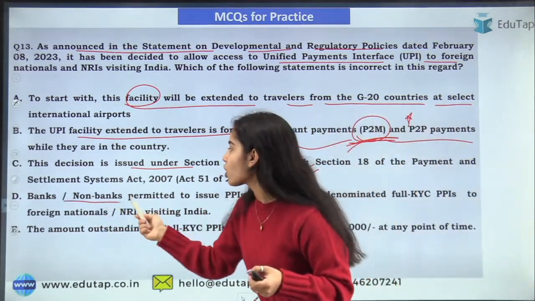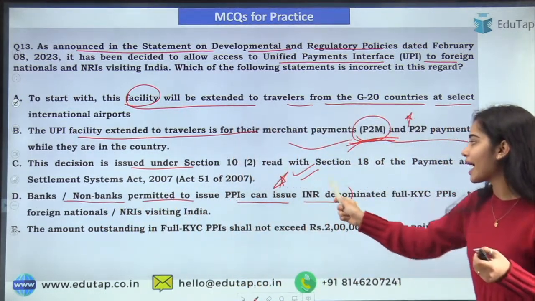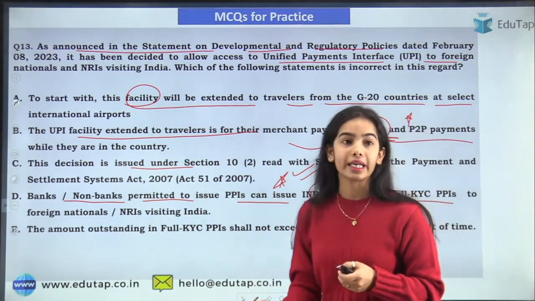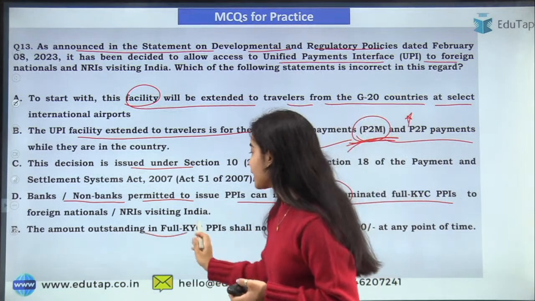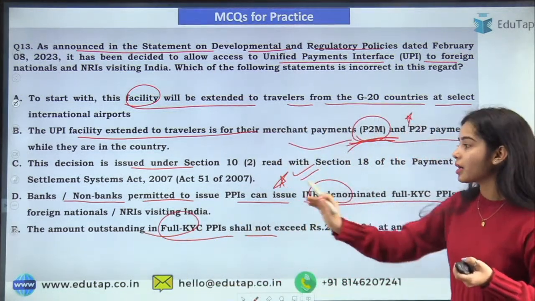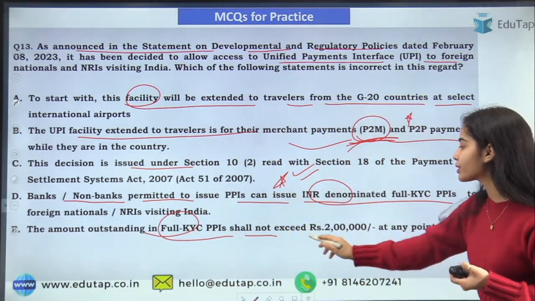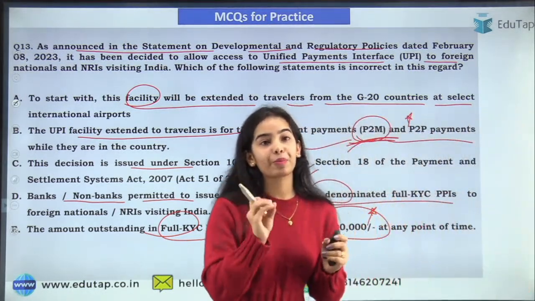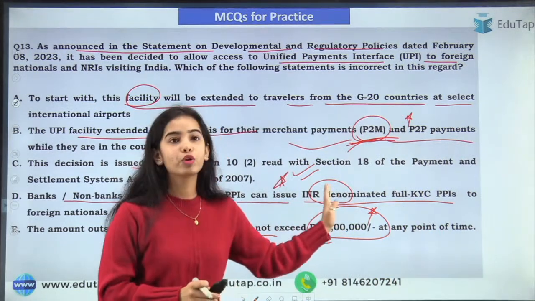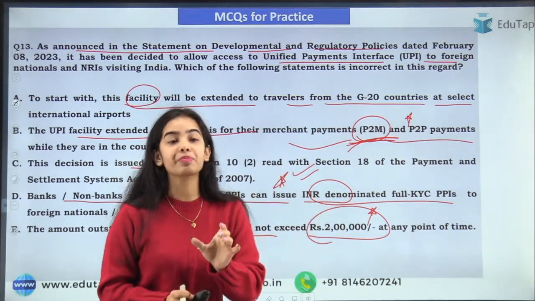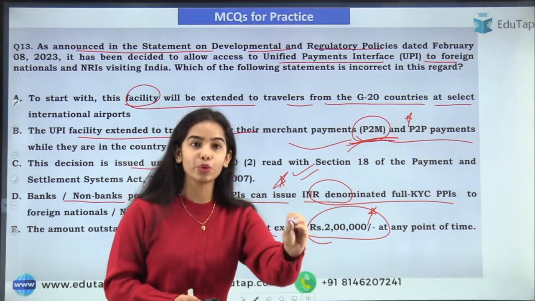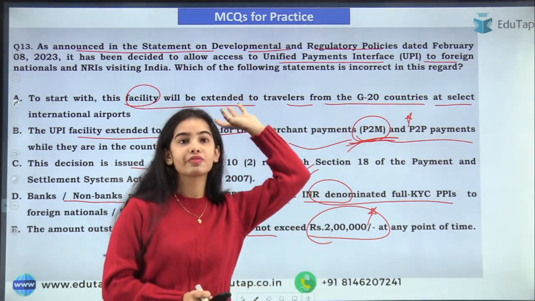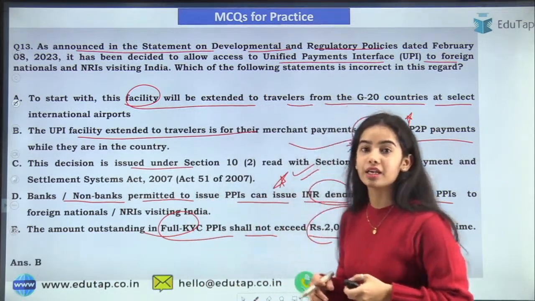So banks and non-banks permitted to issue PPIs can issue INR-denominated full KYC PPIs. This is absolutely correct. The amount outstanding in full KYC PPIs cannot be more than 2 lakh. Okay, at any point of time, they can only keep up to 2 lakh rupees in their full KYC PPIs. Full KYC PPIs are the wallets linked with the UPI, that the foreign nationals or the NRIs visiting India will get.